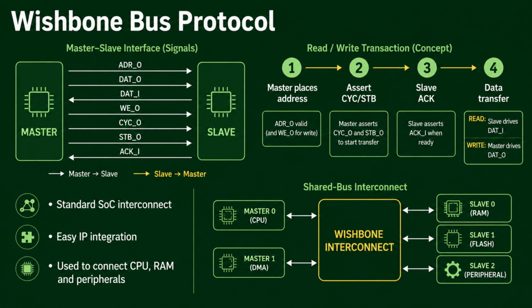Consider a read transaction. First, the master places the required address on the address bus. Write enable remains low because this is a read operation. The master then asserts the cycle and strobe signals, indicating that a valid bus transaction has started. The addressed slave detects the request and, when the requested data is ready, asserts the acknowledge signal. The slave places the data on the input data bus and the master captures it. After the transfer is completed, cycle and strobe are deasserted and the acknowledge signal returns low.